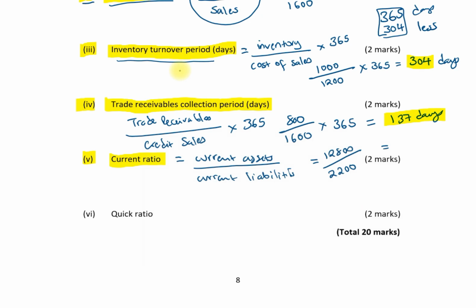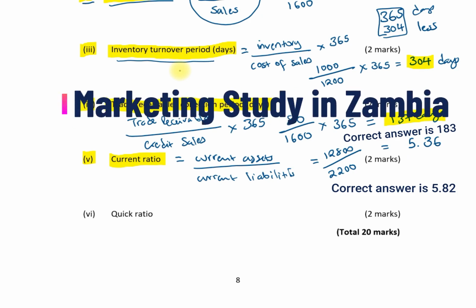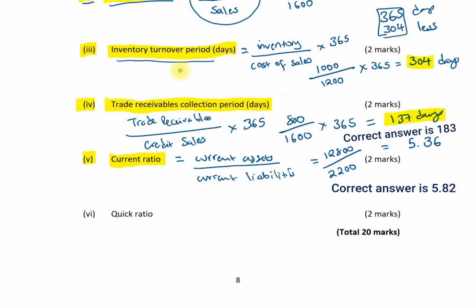The answer here is 5.36. That's the current ratio. Meaning, in this particular case, we have more assets than we have liabilities. It therefore means that it will be easy for the business. It's much easier for the business to convert its assets and be able to pay its debt.